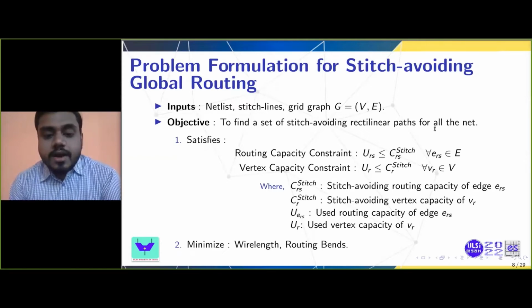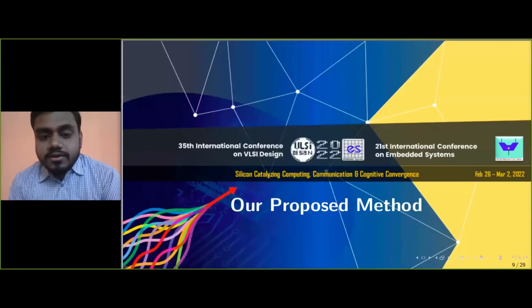Hence, our inputs are the netlist, stitch lines, and the grid graph, and our objective is to find a set of stitch avoiding rectilinear paths that satisfies the routing and vertex capacity constraints and also minimizes the wire length and routing bend. Now let us discuss our proposed method.